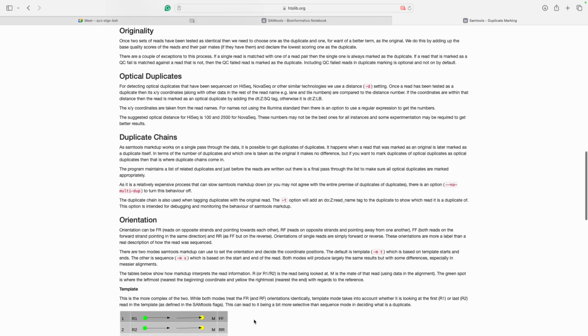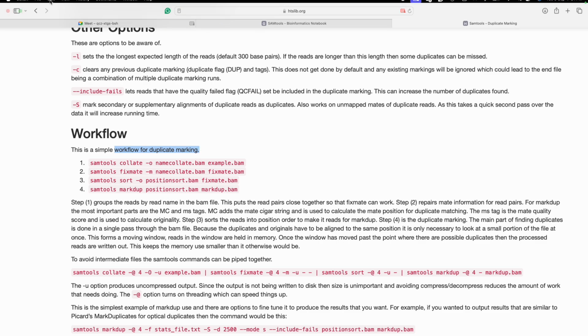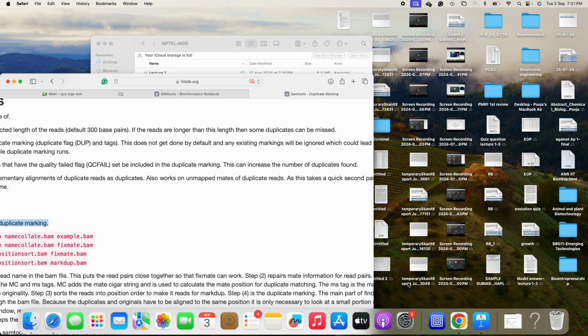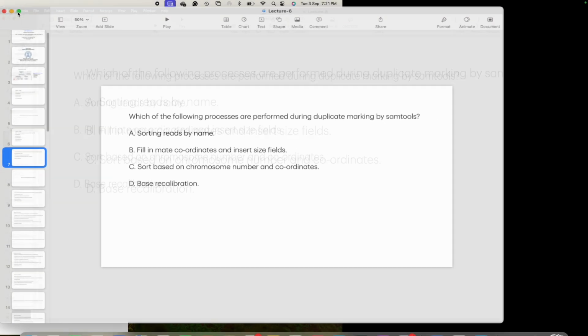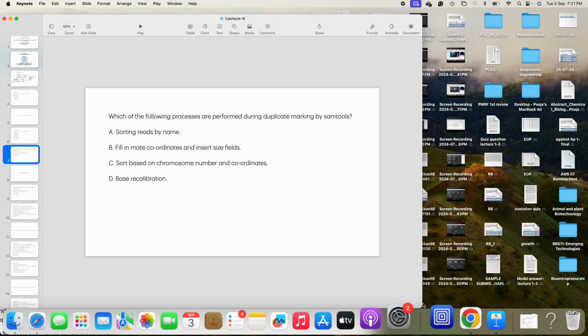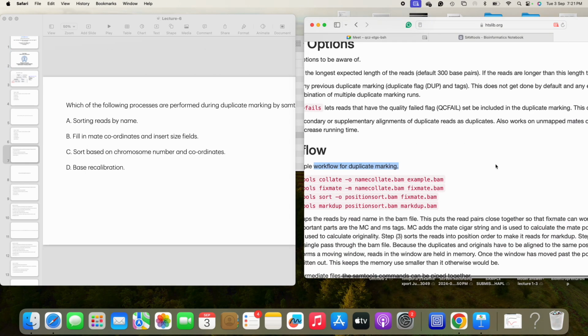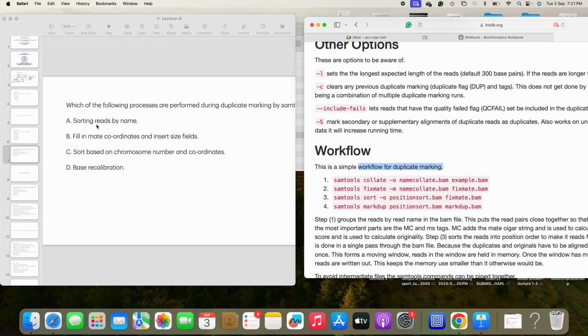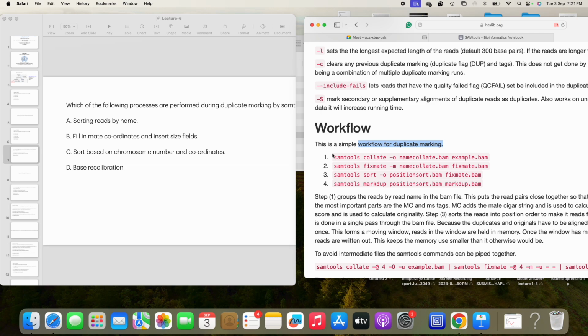To mark the duplicates, there is a workflow which marks them. Samtools collate sorts the reads by name. So this is the workflow which is done by SAMtools to mark the duplicates in the file.